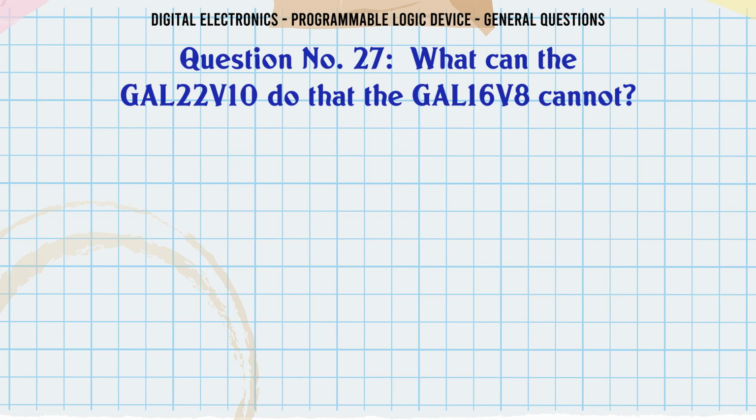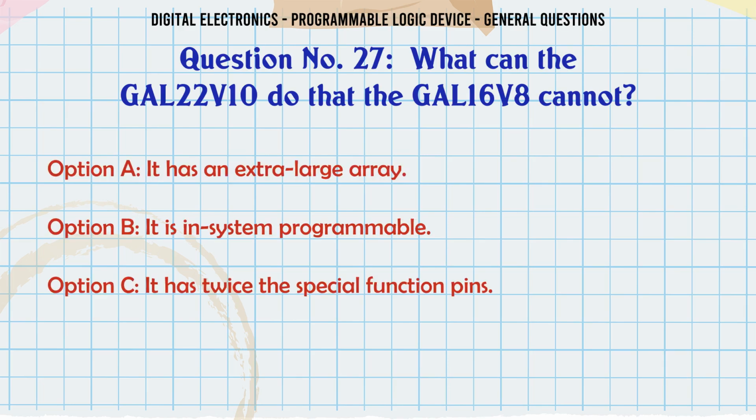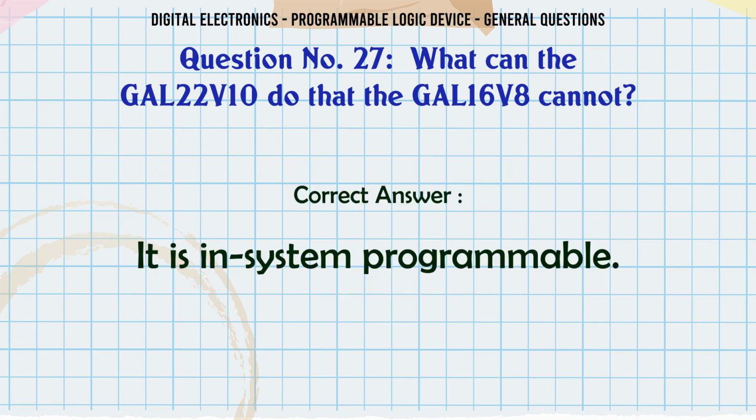What can the GAL22V10 do that the GAL16V8 cannot? A. It has an extra large array. B. It is in-system programmable. C. It has twice the special function pins. D. All of the above. The correct answer is it is in-system programmable.